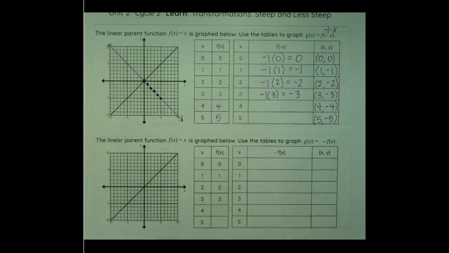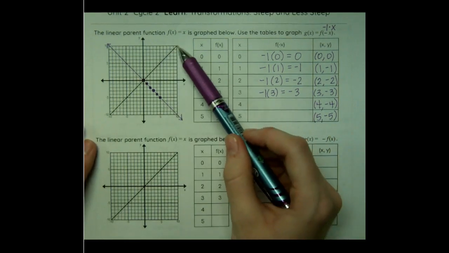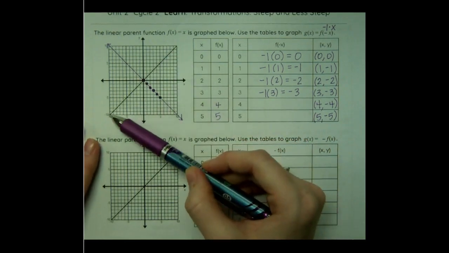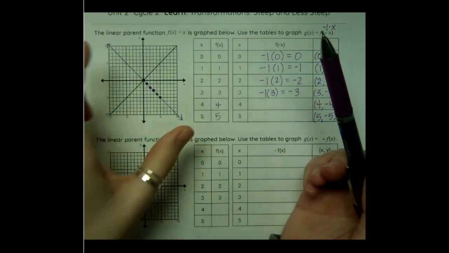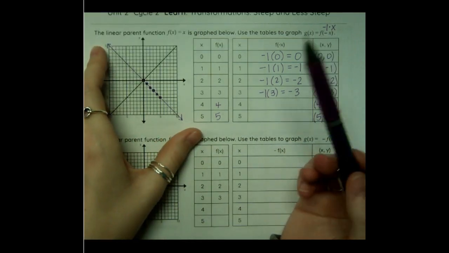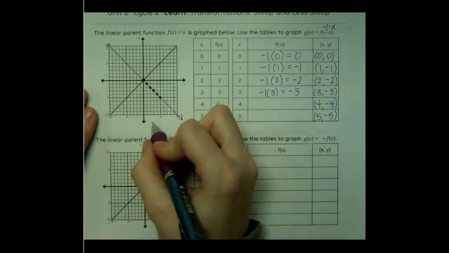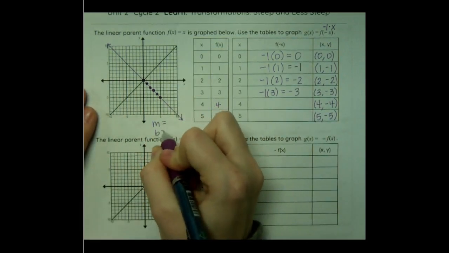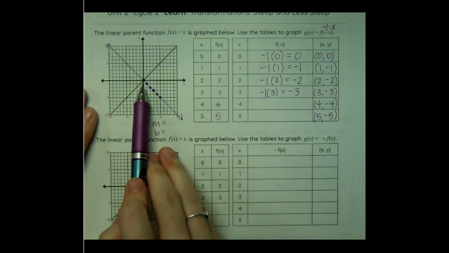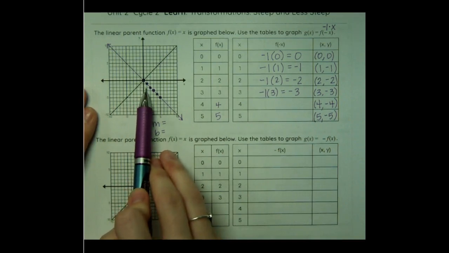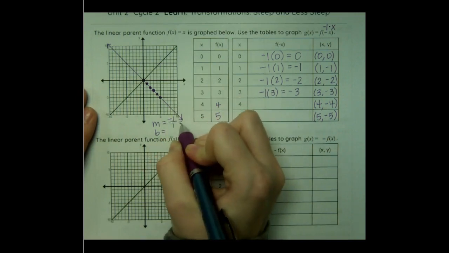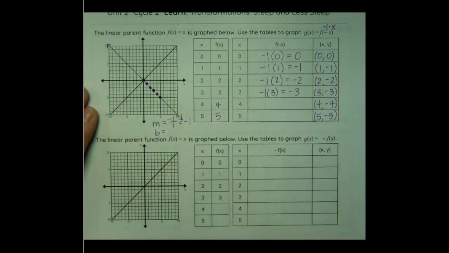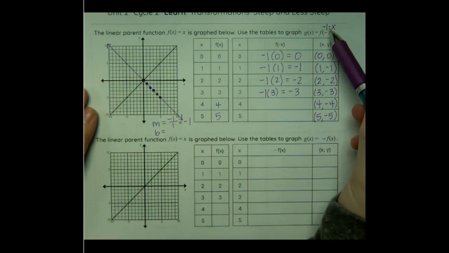So what do you notice about this? This is our linear parent function, our original line. This line suddenly flipped and became this line. Let's look at our slope and see if that can help us compare these. Our slope is down 1, positive 1. We've got negative 1 over 1, which means our slope is negative 1, which we saw up here in our problem. So we know that's correct.